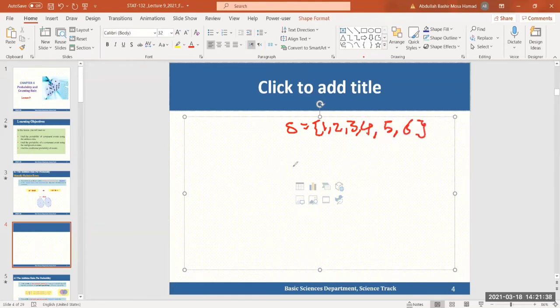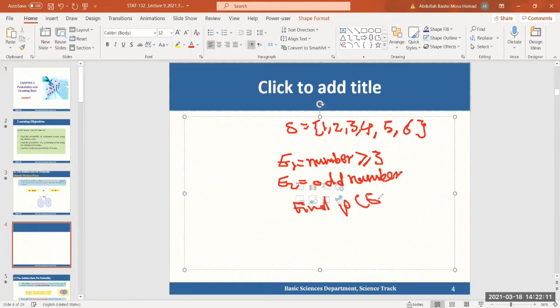Now let's define two events. Let E1 equal number greater than or equal to 3. E2 equals odd number. The question is find P of E1 union E2.